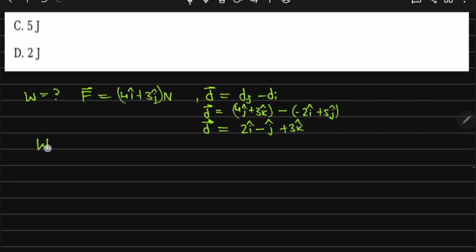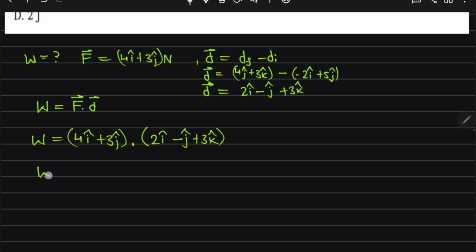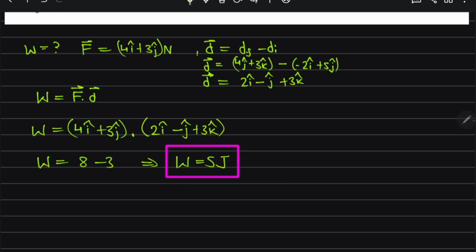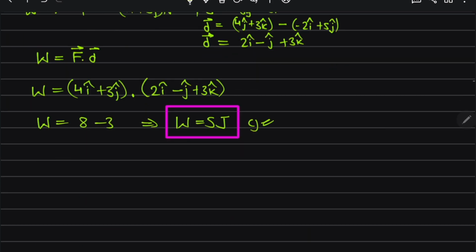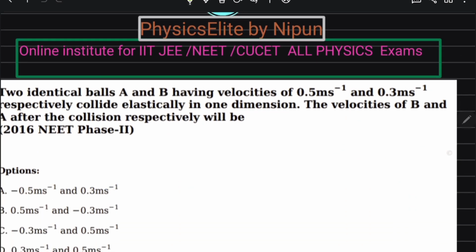So work done is equal to force dot displacement vector. The force is 4 i cap plus 3 j cap, and the displacement vector is 2 i cap minus j cap plus 3 k cap. So the work done comes out to be 8 minus 3, that is 5 joule. So 5 joule, which option is correct? Option C is correct. Now I proceed to the next question.